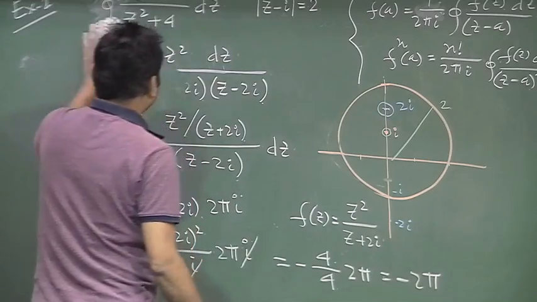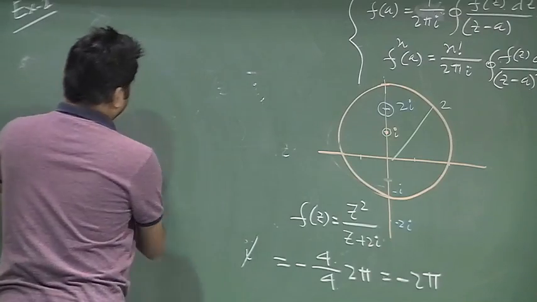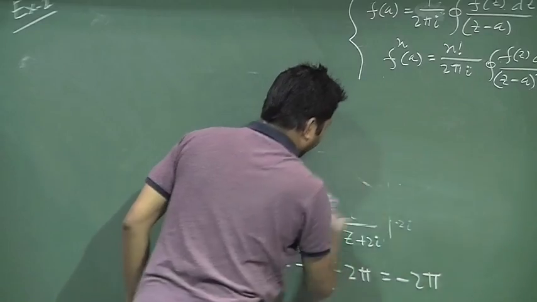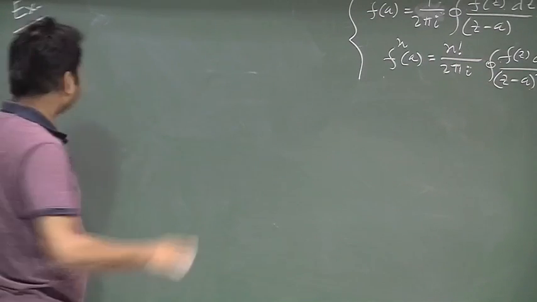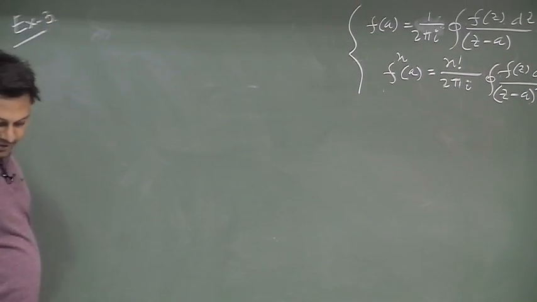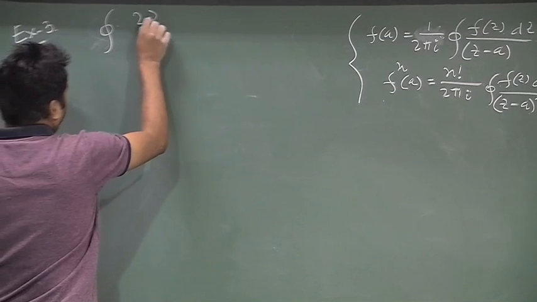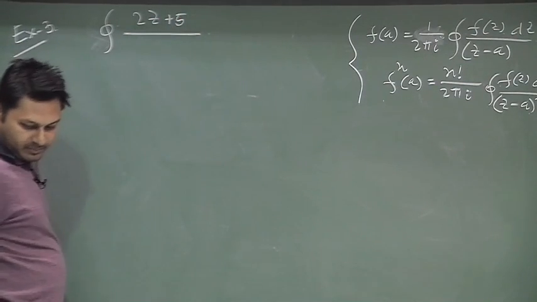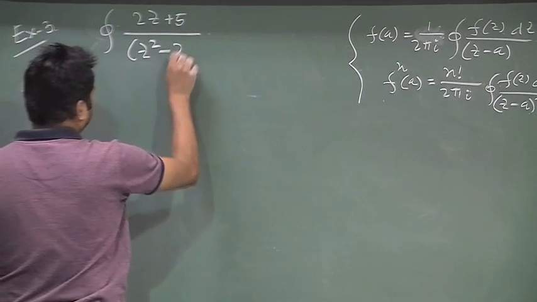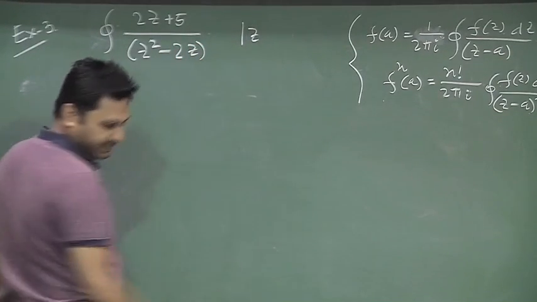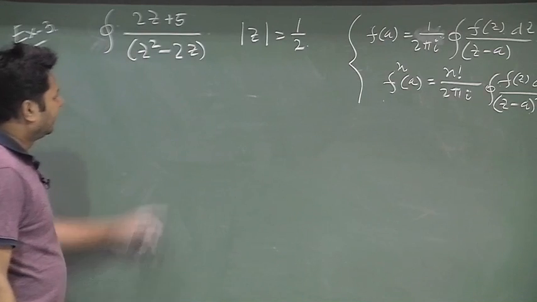Before concluding, let me give another simple example and then I am going to conclude today's class. So, quickly another example, a similar kind of example. Example 3. The function is given as 2z plus 5 divided by z square minus 2z, and the region that is given is mod of z is equal to half.